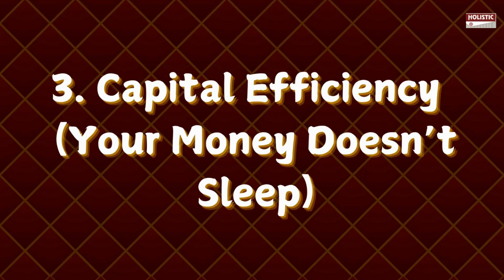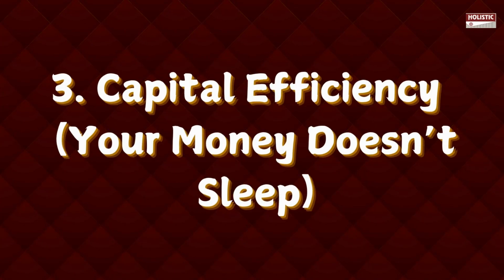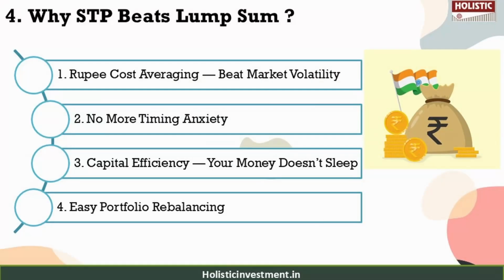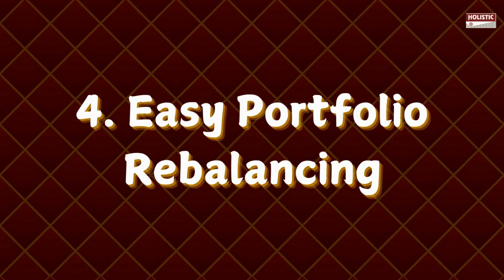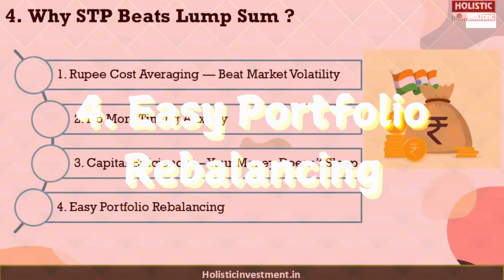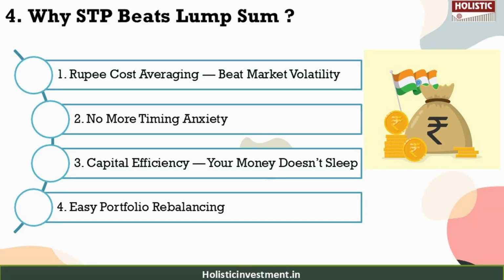And number 3, capital efficiency. Basically, your money doesn't sleep. While waiting in a liquid fund, your money earns 6 to 6.5% returns. Way better than sitting idle in your savings account. Number 4, easy portfolio rebalancing. STP works both ways. Heading towards retirement, shift gradually from equity to debt, reducing risk as your goal nears.